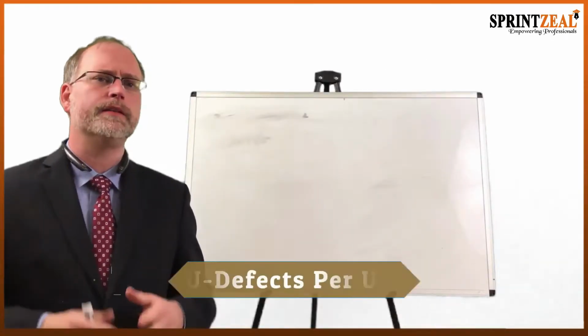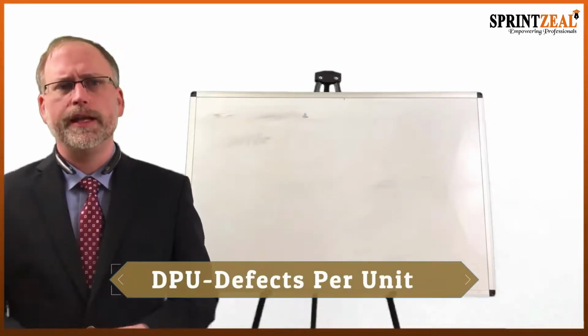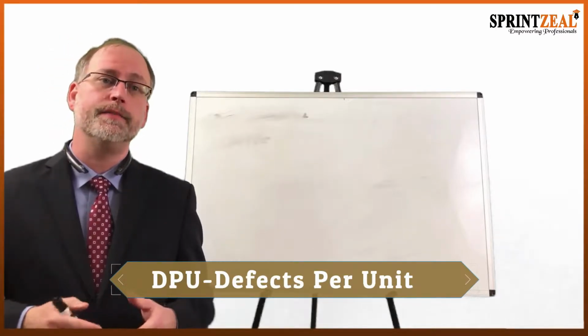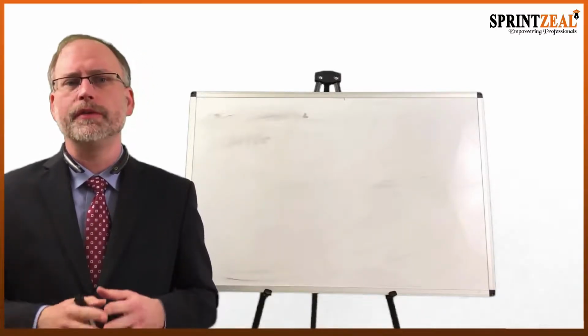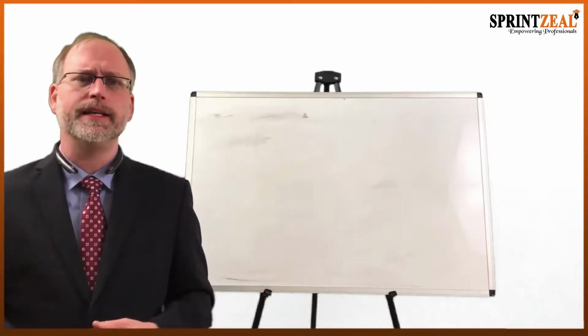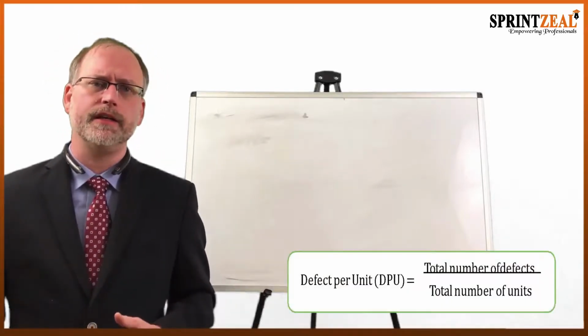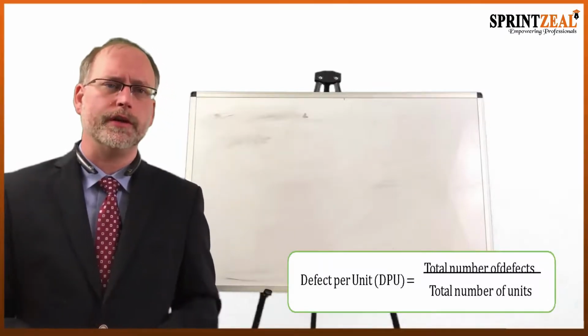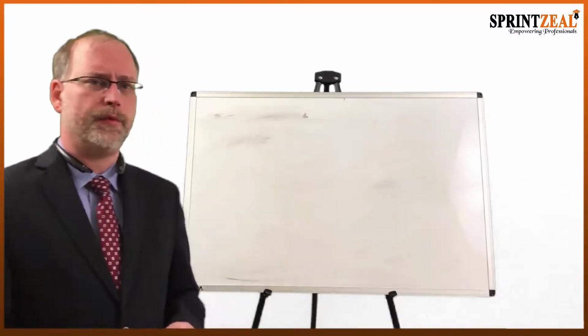So let's talk about defects per unit. Now, defects per unit, or DPU, is the average number of defects per unit of the product. And it's calculated by taking the total number of our defects divided by the total number of our units. So let's do an example.